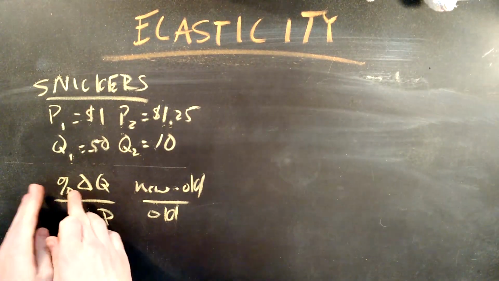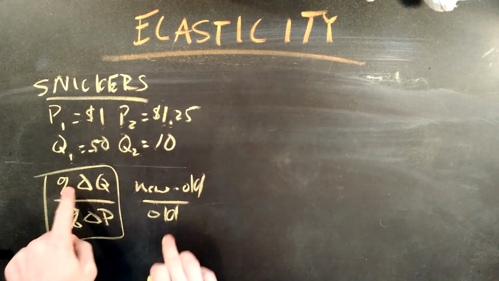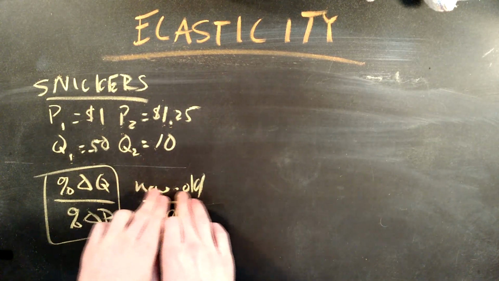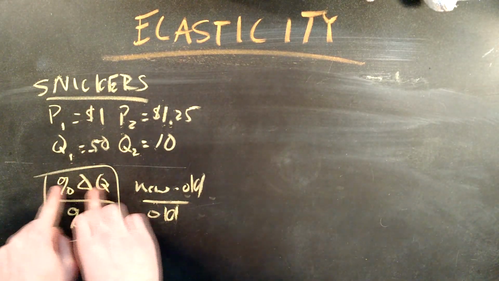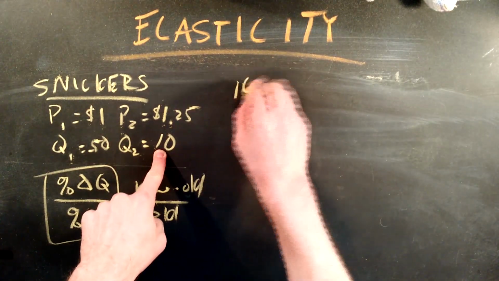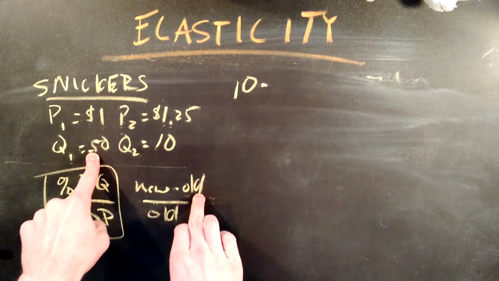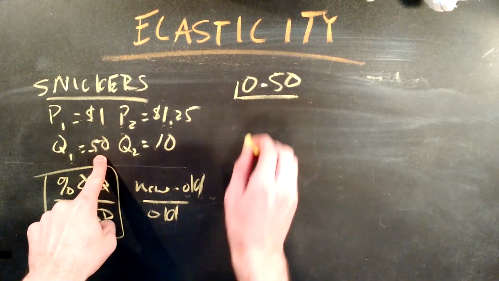We have our formula, percent change in quantity divided by percent change in price. To find percent change in anything, we take new minus old divided by old. So, to find percent change in quantity, we would take the new quantity, which is 10, subtract the old quantity, which is 50, divide by the old quantity, which is 50.